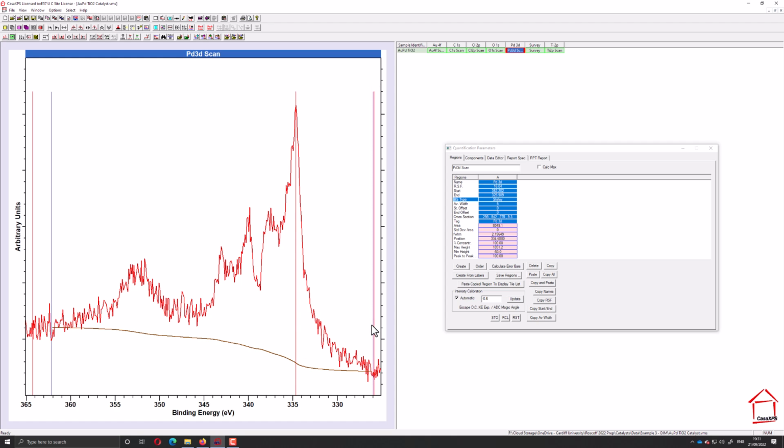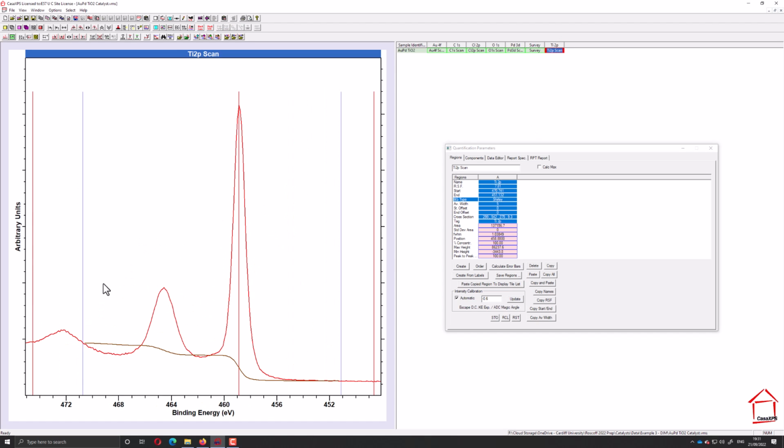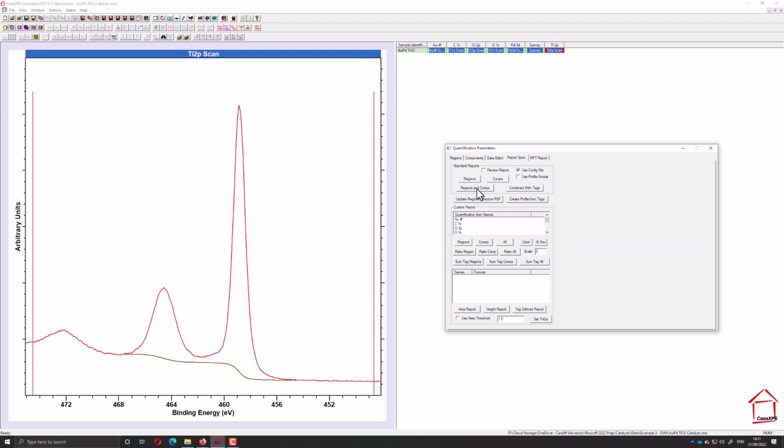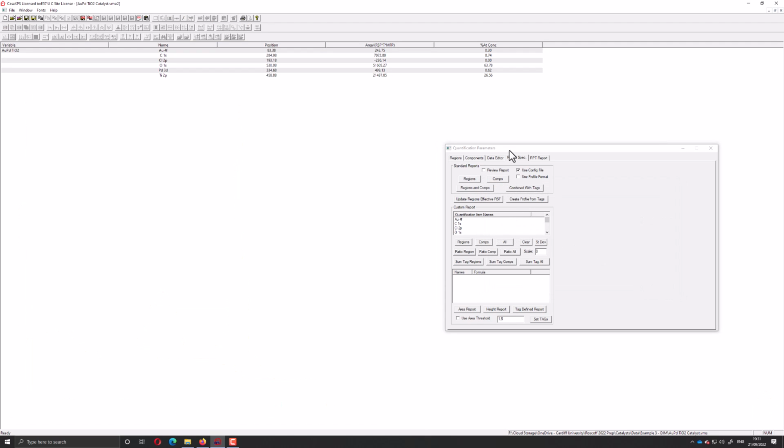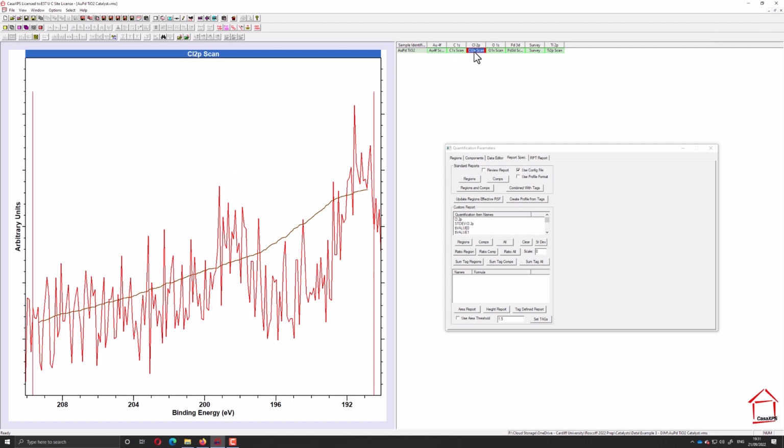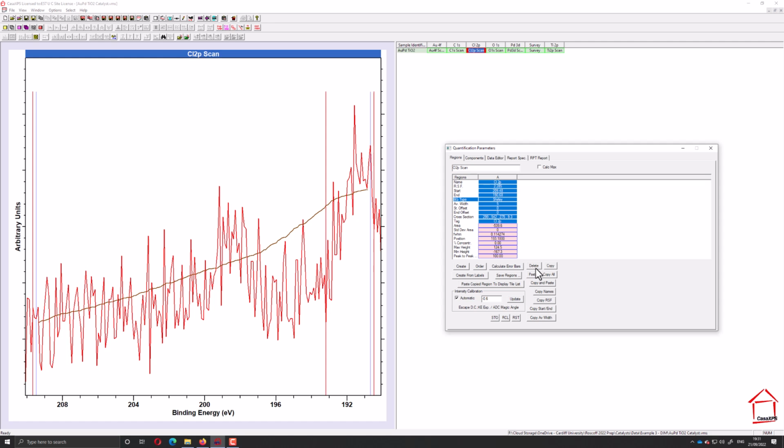And again, this palladium 3D, we can just tweak that a little bit. That seems to be okay at the moment. And again, just do the titanium. So if we select the regions and quantify, we can get our quantification, and we've got what we roughly expect. We've got a slight excess of oxygen, which is unsurprising given that there was that extra structure on the high binding energy side. There's no chlorine, that's fine. Actually, we automatically put a region on there, we can just delete that. As I say, there probably is a tiny little bit.